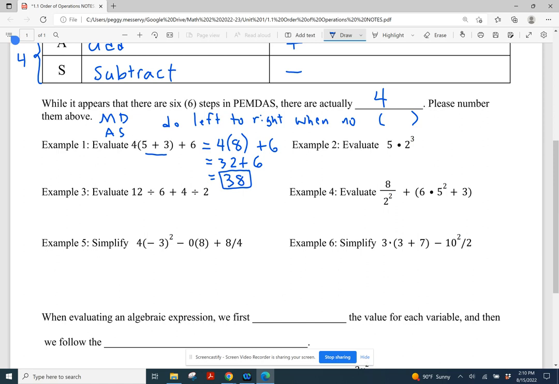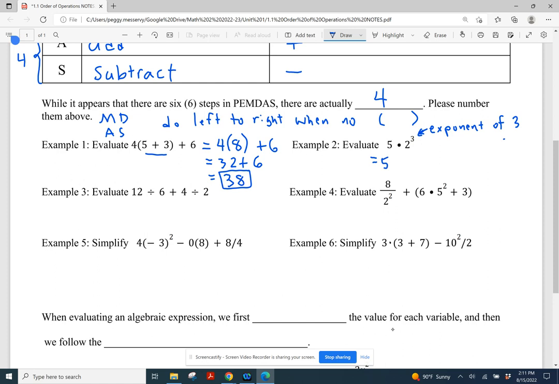All right, example 2. Notice the 3. That is what we call an exponent. So that 3 is an exponent, an exponent of 3, which means we have 2 times 2 times 2. We need to do the exponent before we do the multiplication that's in the middle. Analyze the structure of the expression. It will help. Okay? So we're going to do the exponent first.